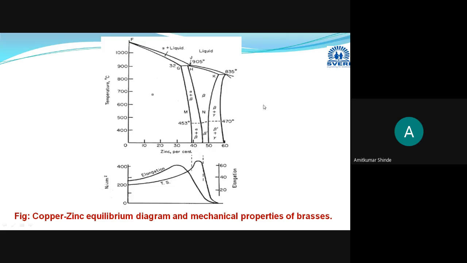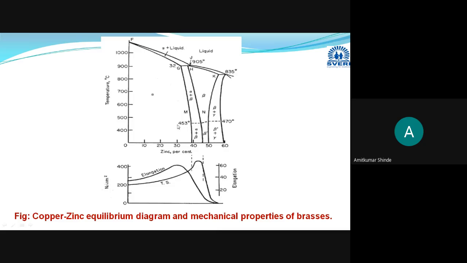Okay, beta and beta dash is there. I will repeat it again. Whenever zinc percentage is up to 38%, only one phase is there, that is the alpha phase. When zinc percentage goes above 38%, a new phase will appear. That phase will be beta phase, and this beta phase exists in two forms, that is ordered beta phase and disordered beta phase.